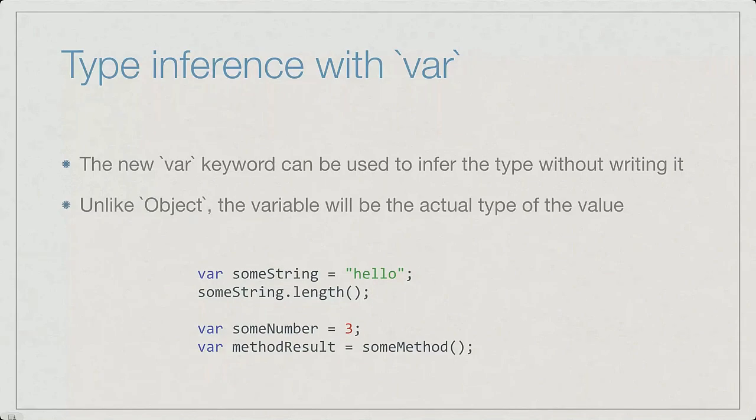And so some method may return your own custom type, like if it returns an employee record, then methodResult will be of type Employee in actual code, so that you can then call methods on it.